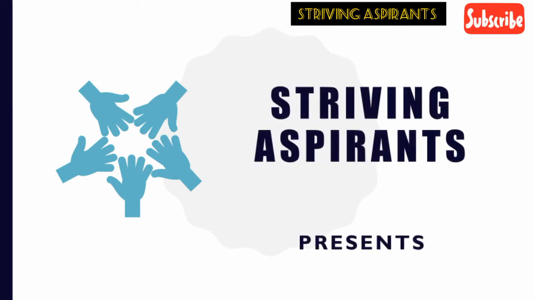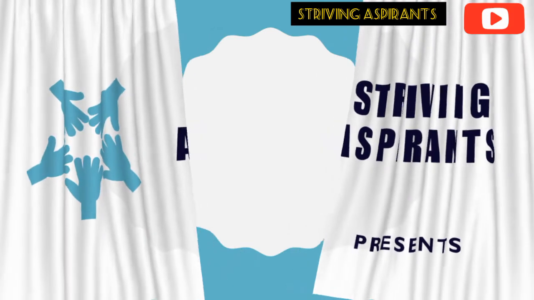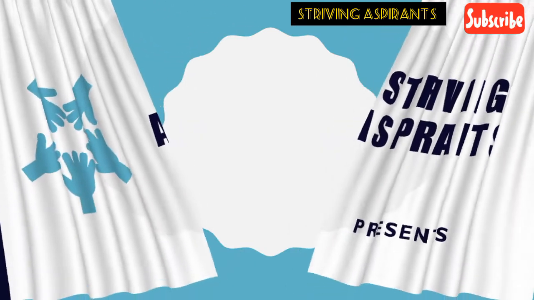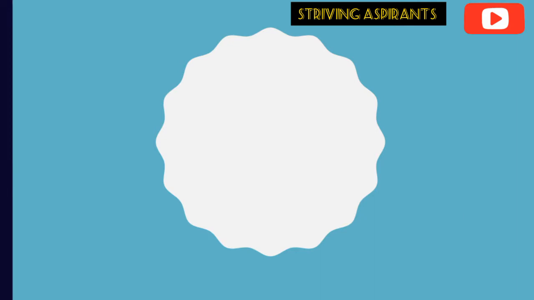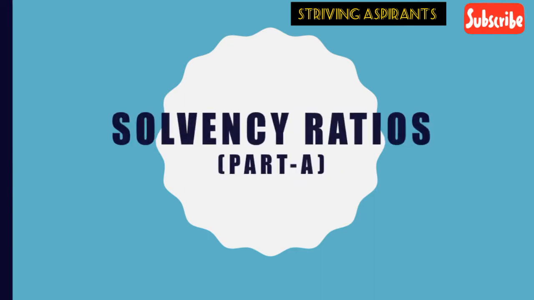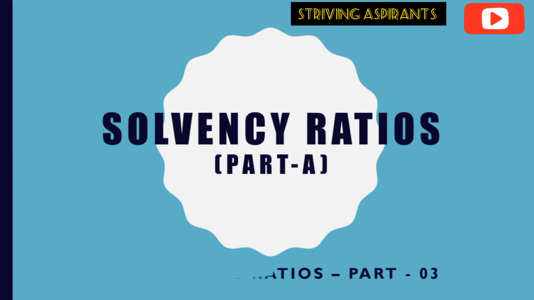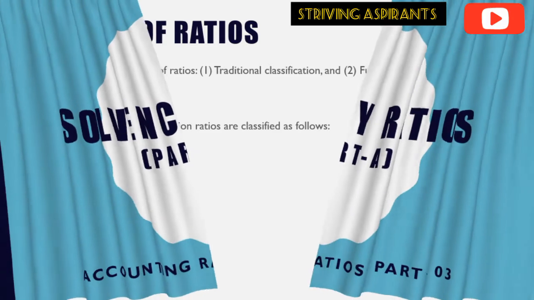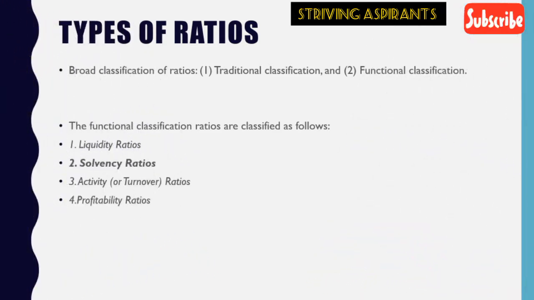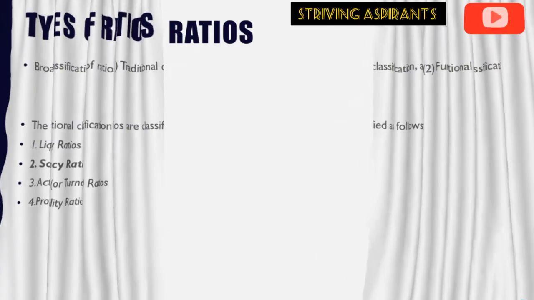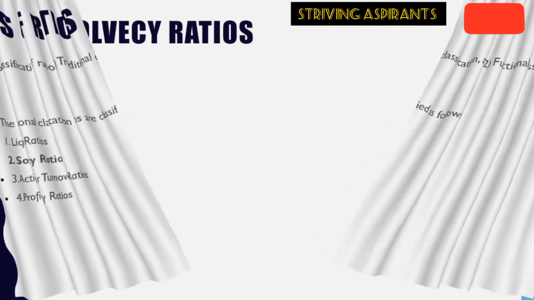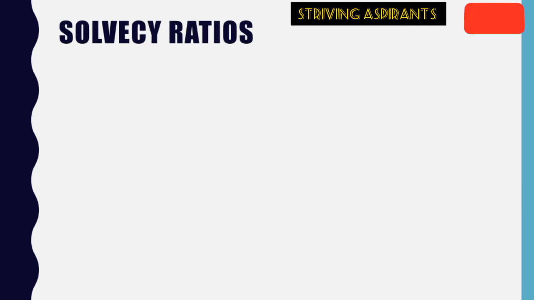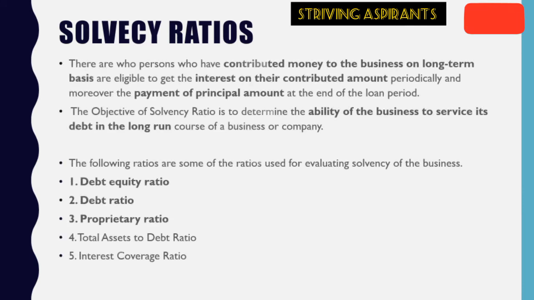In the last video we have seen liquidity ratios under accounting ratios. In this video presentation we will be looking into the second type, that is solvency ratios. Some persons or organizations may provide certain amount of money as loan on long-term basis to a particular business. They are providing such amount with the intention of getting interest on the contributed amount, moreover the principal amount at the end of that loan period.